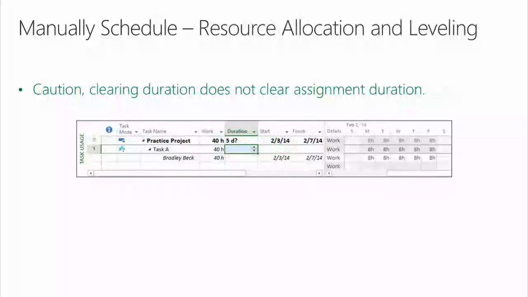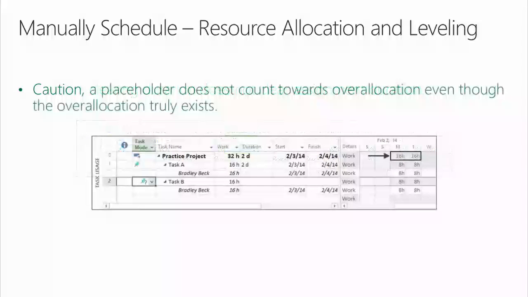Caution. Clearing duration does not clear assignment duration. So if you're assigning resources, and you go to the task level of the data model, and you go after duration and say, I don't think so, and you clear it out, and you assume that all duration is cleared all the way down to the assignment level, nope, not true. It's very important for your advanced knowledge of Project to understand the data model, project, task, resource, assignment, and how all of these wrap and work together when you make changes, especially in manually scheduled mode.